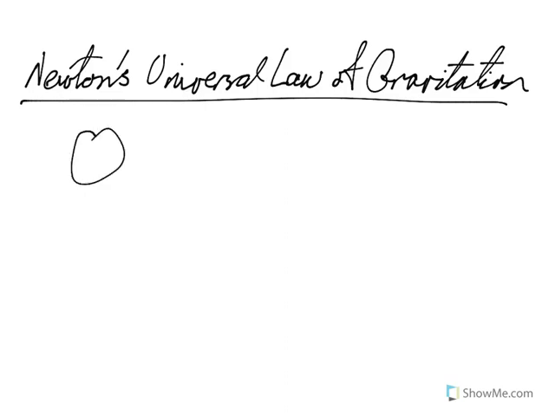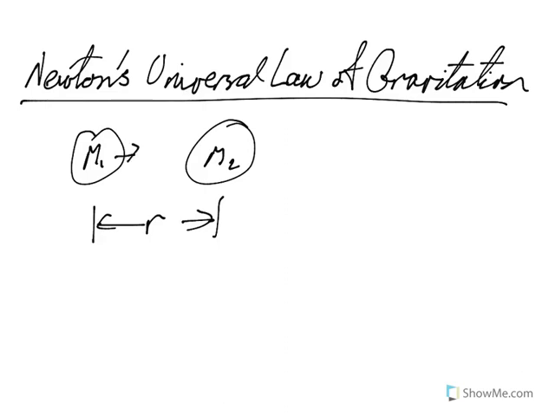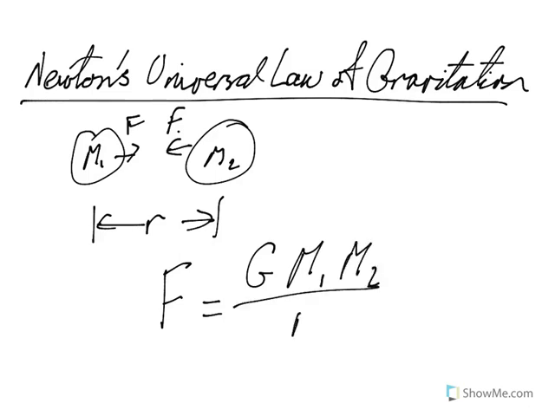What Newton came up with is, if you've got two masses separated by a certain distance r, then there's a force of attraction between them. He came up with an equation, and the equation is that the force is G, and I'll get onto that in a minute, M1 M2 on R squared. M1 and M2 are the two masses, and R of course is the distance between.